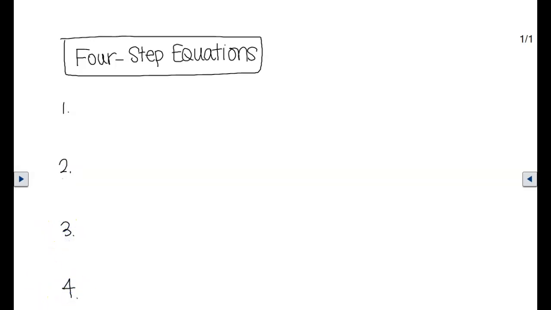Now, since you've already been doing three-step equations, that means that you know 3 out of the 4 steps. And those are going to be 2, 3, and 4 in this list. So our new step that we added last time was add or subtract to cancel the smallest variable.